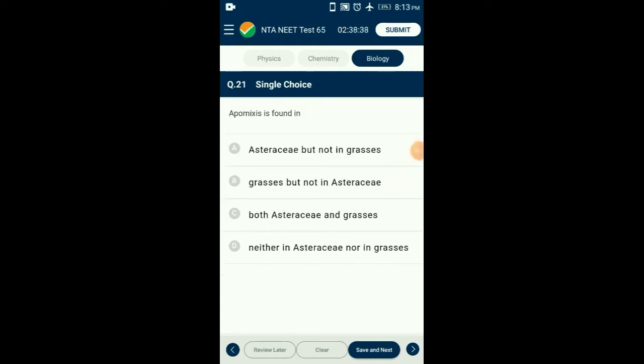Question number 21. Apomixis is found in... When the diploid cell of the nucellus divides to form a diploid embryo sac, which contains a diploid egg cell from which the embryo develops without fertilization or gametic fusion, it is called apospory. This mechanism of seed formation without gametic fusion or fertilization is called apomixis. It is commonly present in the members of Asteraceae and grasses. So the answer for this question is option C, both Asteraceae and grasses.